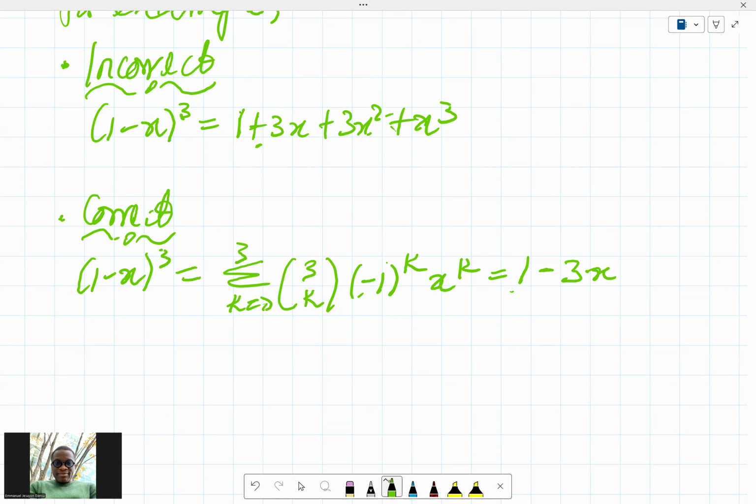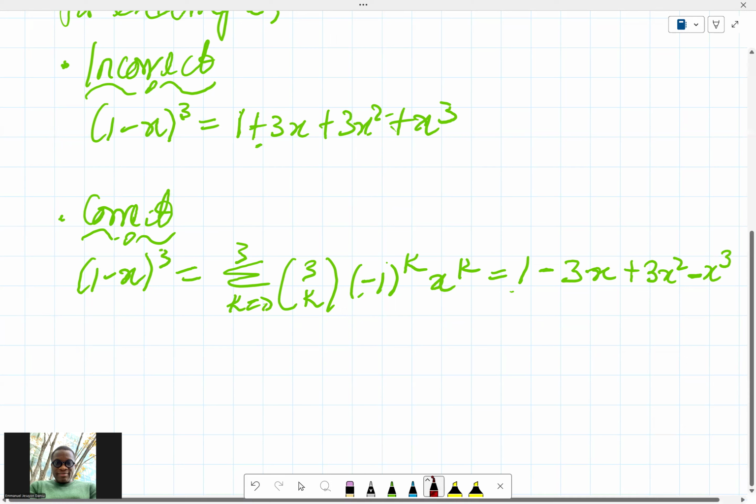So if you go on to 2, 3 combination 2 is also 3, right? Then minus 1 raised to power 2 is minus 1 times minus 1, that will be plus 1, so the sign is positive. Then you have x squared. Then next, 3 combination 3 is 1 now, but you have minus 1 raised to power 3. That can be positive, right? You can see I've even made the mistake already of writing plus. But this is going to be minus 1, because it's minus 1 raised to power 3. Then finally x raised to power 3. So this is actually the correct thing, not this.